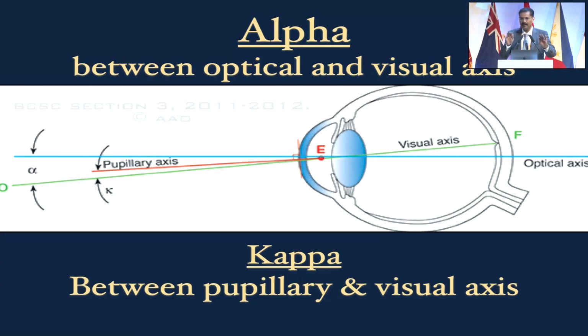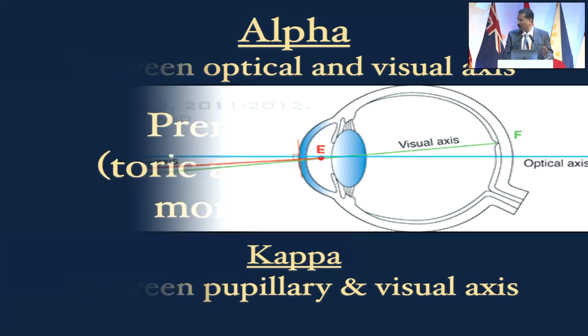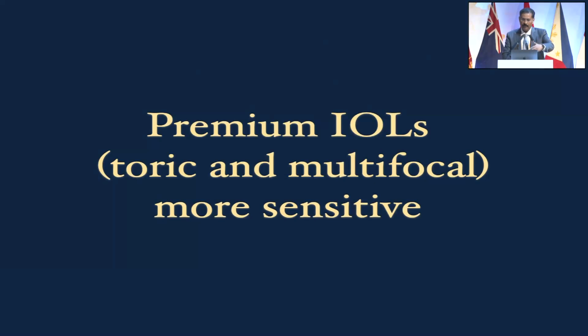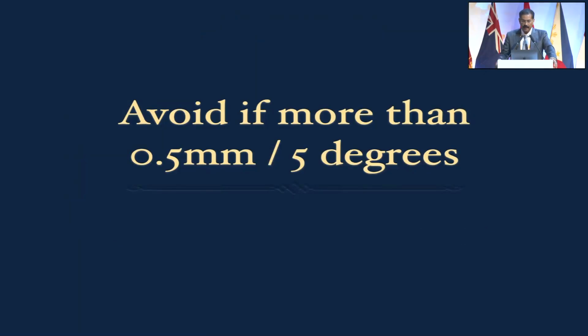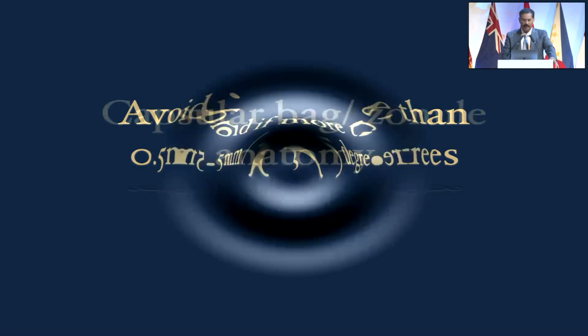So my talk is actually very simple. With one slide I can stop and finish off, telling that if this angle is more, and we know that premium IOLs like multifocals and other things are more sensitive to this, and if it is more than this, do not implant, that's all. But then how do we measure all this? You can take corneal topography, aberrometry, Pentacam, LENSTAR, IOLMaster, whichever you have, they'll give you the angle either in millimeters or in degrees. And if it is around 0.5, we have to be more careful, see whether the patient is too sensitive and better not to use.